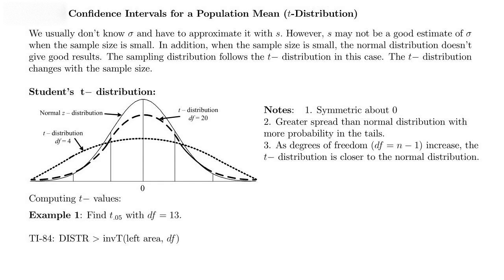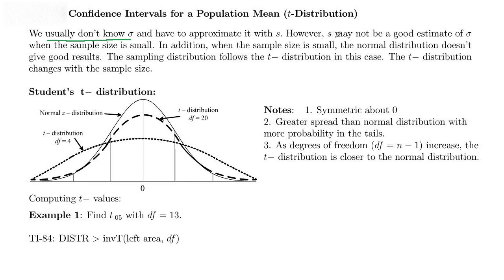So far we have considered the normal distribution for finding our confidence intervals. And that's fine if we know the population standard deviation, but usually we don't know sigma, the population standard deviation, and we have to approximate it with S, which is the sample standard deviation. However, there's some problems that we run into.